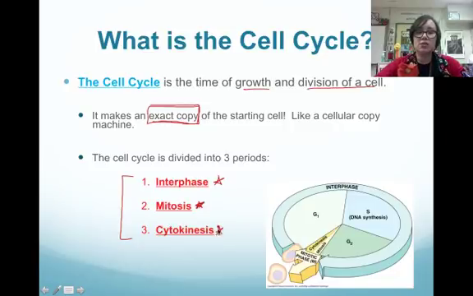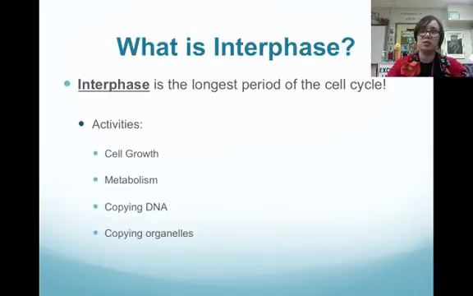And then finally we have cytokinesis, which is the last period, which allows us to actually divide the cytoplasm so we can end up with 2 new identical cells. So let's go ahead and dive in and talk about each one of these periods separately.